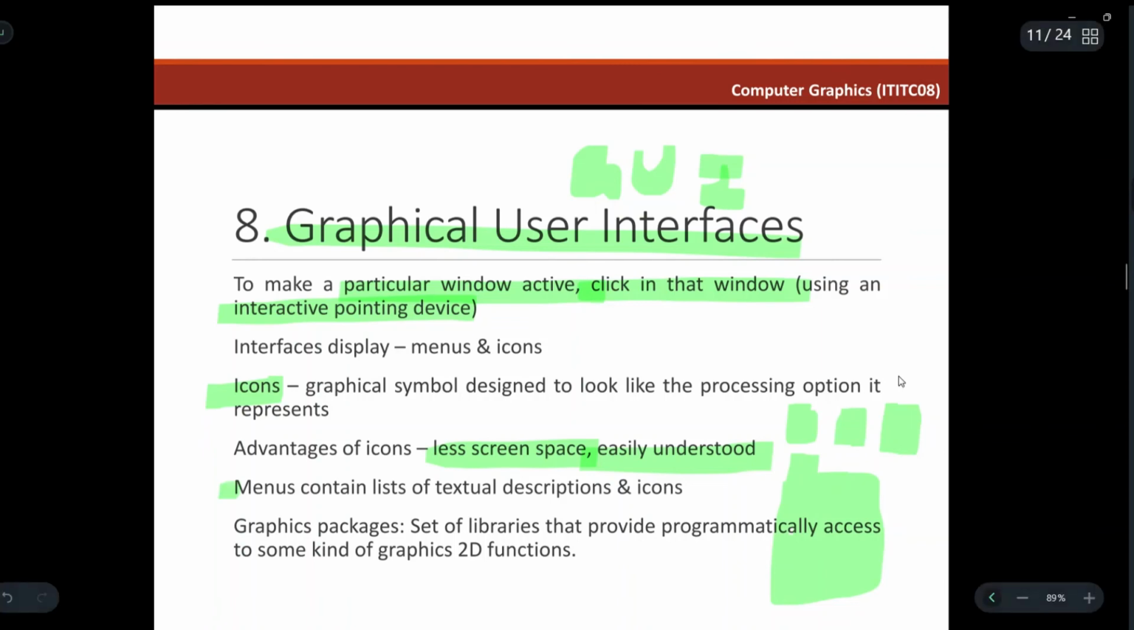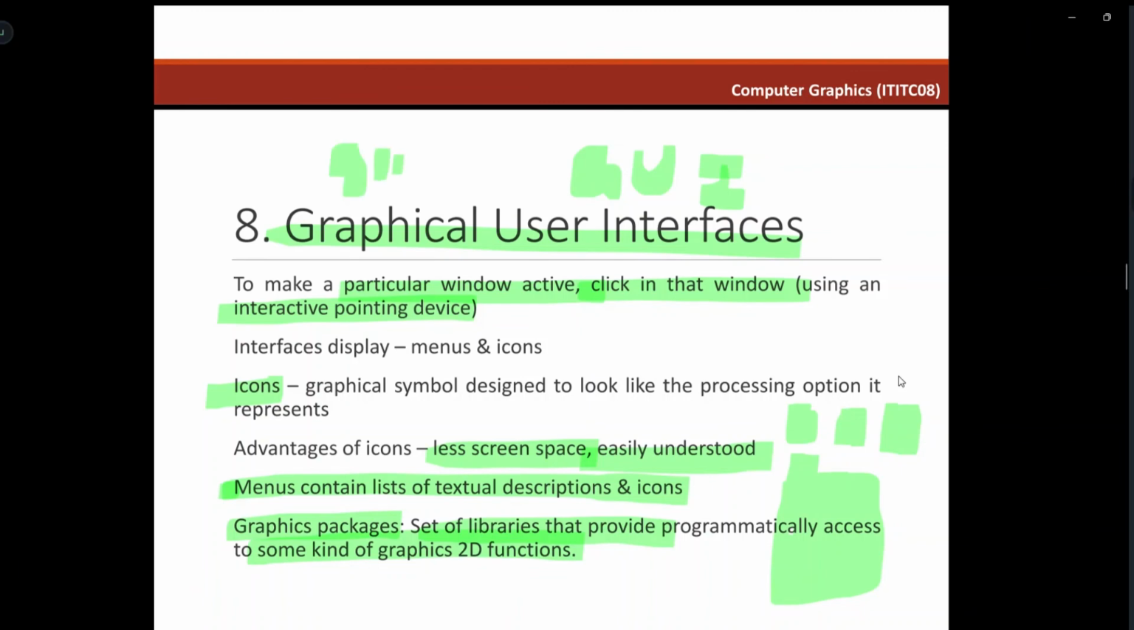Menus contain a list of text descriptions and icons. Then we have graphical packages, which consist of a set of libraries that provide programmatic access to 2D graphics functions. For example, we have the graphics.h library in C++, which is used to create graphics. If we want to create a line, a circle, or different objects with shades on them, we can use this graphics.h library. Now, these are the applications of computer graphics.